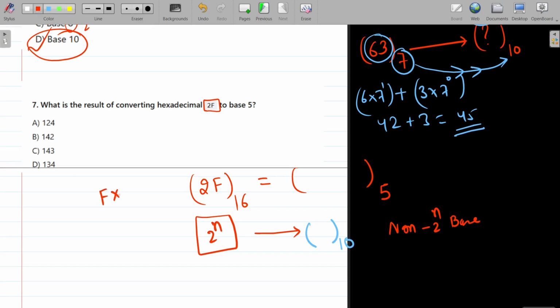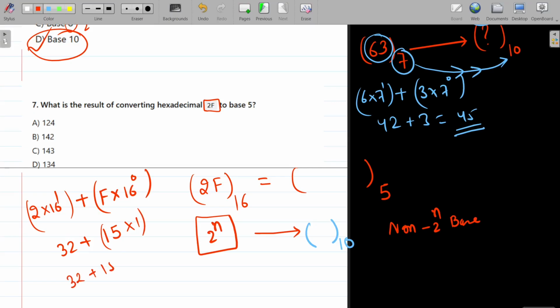To convert it into base 10, you have to multiply with the proper positional values. So f into 16 raised to power 0, plus 2 into 16 raised to power 1. See, 2 into 16 is 32, plus f is 15. I discussed in the beginning that f is equivalent to 15, and 16 raised to power 0 is 1, so it is 15. So 32 plus 15, that is 47. So this is 47 in base 10.